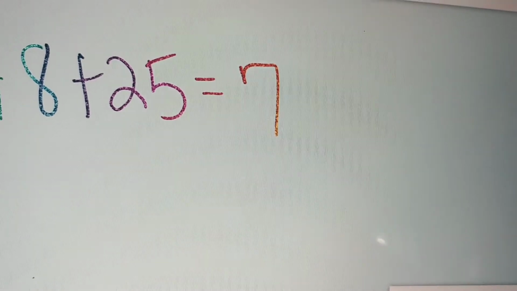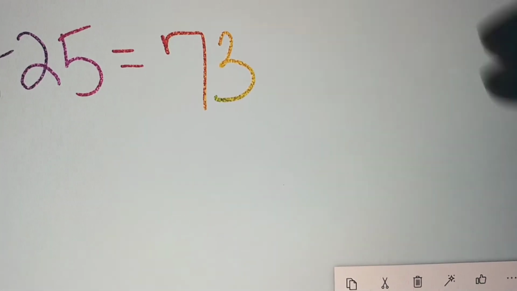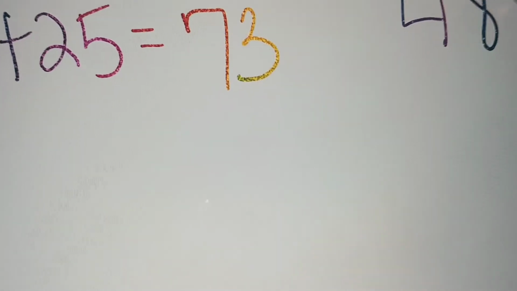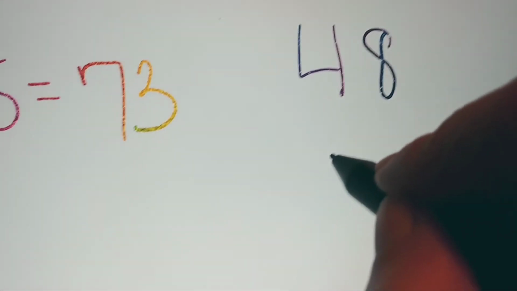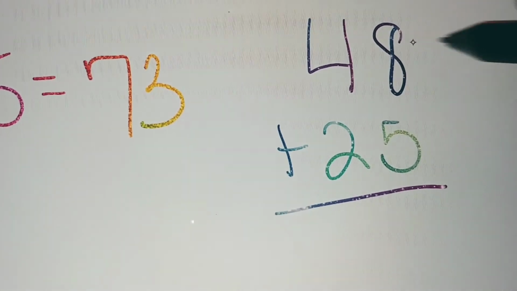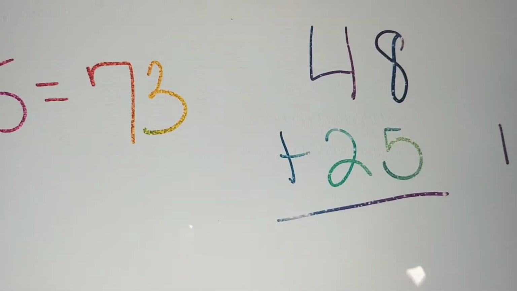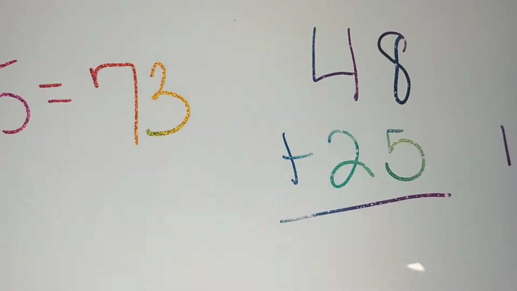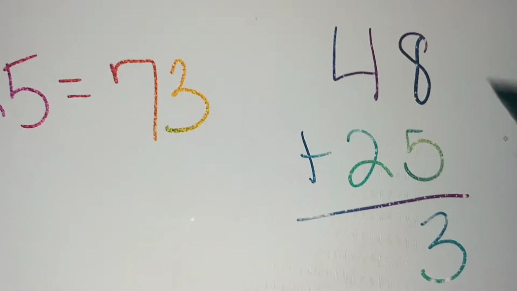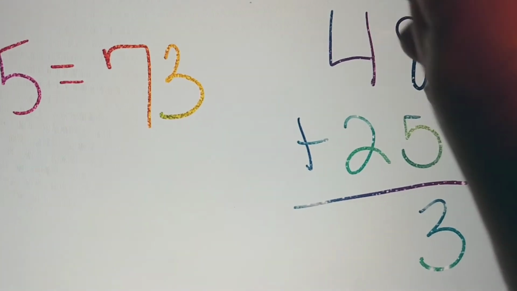Watch this. This will be cool. There you go. Okay, I'm changing the color of the pen. And we're going to do what we call the standard algorithm. So we have 48 plus 25. So we add 8 plus 5, and that's going to equal 13. We're going to take the 3 because it's in the ones place. We're going to put it down here. We're going to put the 1 up here. So we still have the number 13.